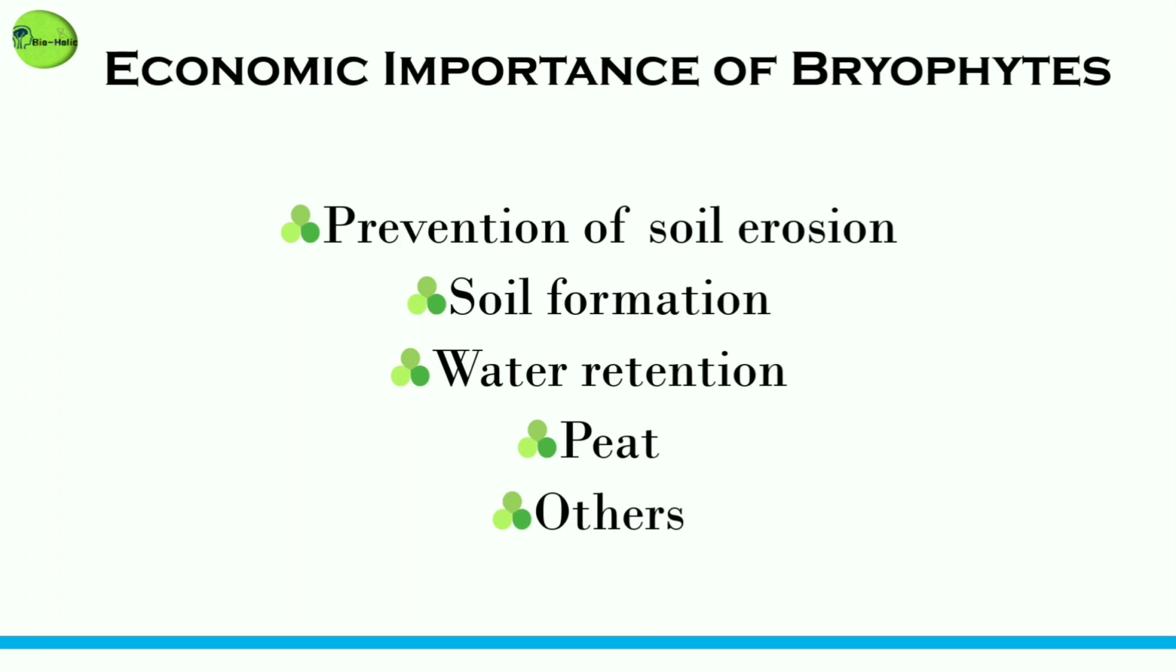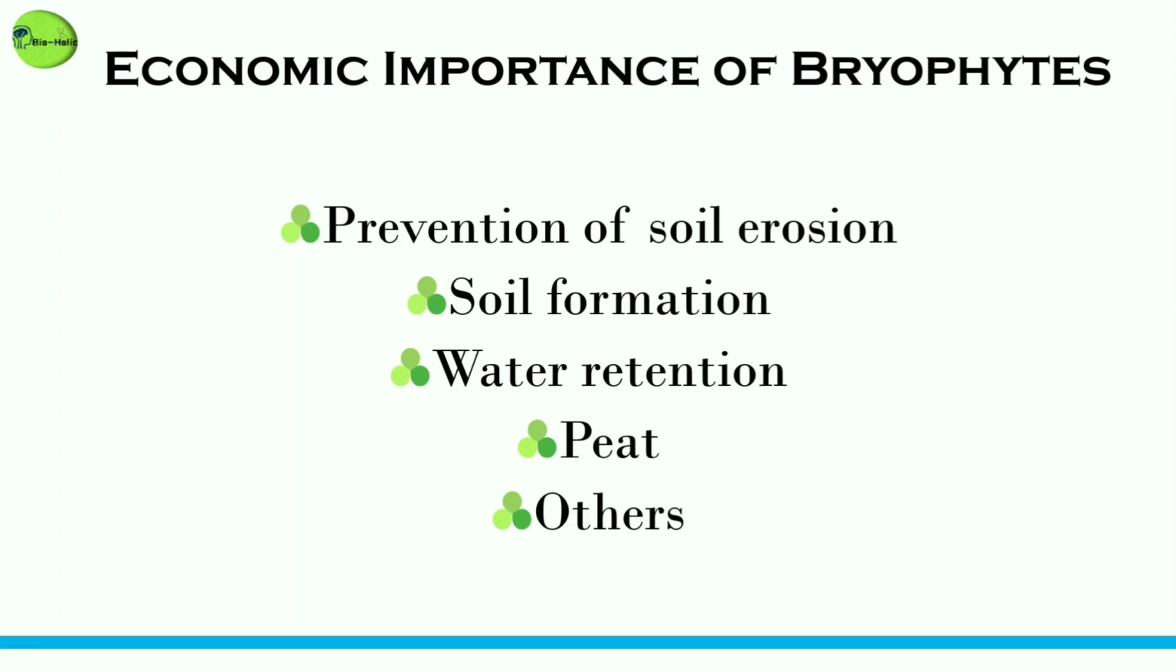Now the water retention. Dry sphagnum has a greater water absorbing capacity, so they help in water retention. Next one is peat. Sphagnum often grows in acidic marshes, and the older dead parts of the moss and other marshy plants get slowly carbonized, then compressed and then fossilized over thousands of years and have produced a dark spongy mass which is known as peat. This peat is dried, compressed and cut to form blocks, and these peat blocks are used as fuel.